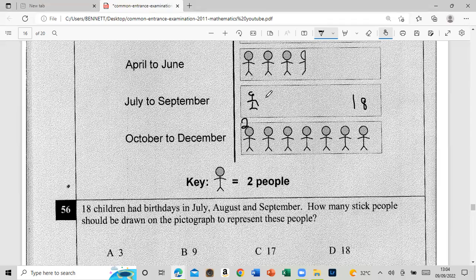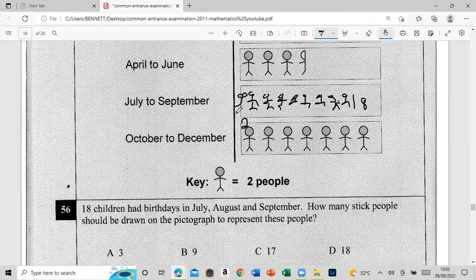Let's look. You gone 2. Forgive me, guys, I can't draw. 4, 3, 4, 5. As you're going up by 2, right? So each person you put represents 2. So let's check. 2, 4, 6, 8, 10, 12, 14, 16. I have to draw some more. And that makes 18. So it will take 9 of them, alright? Because it's double.